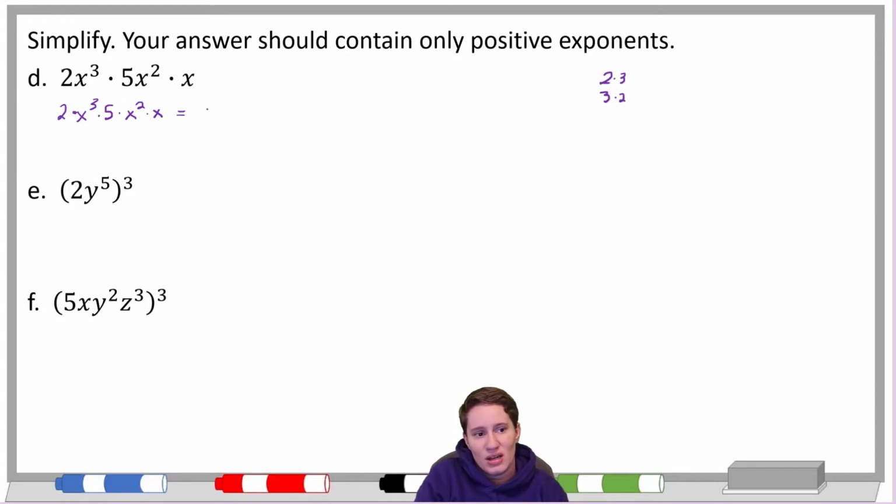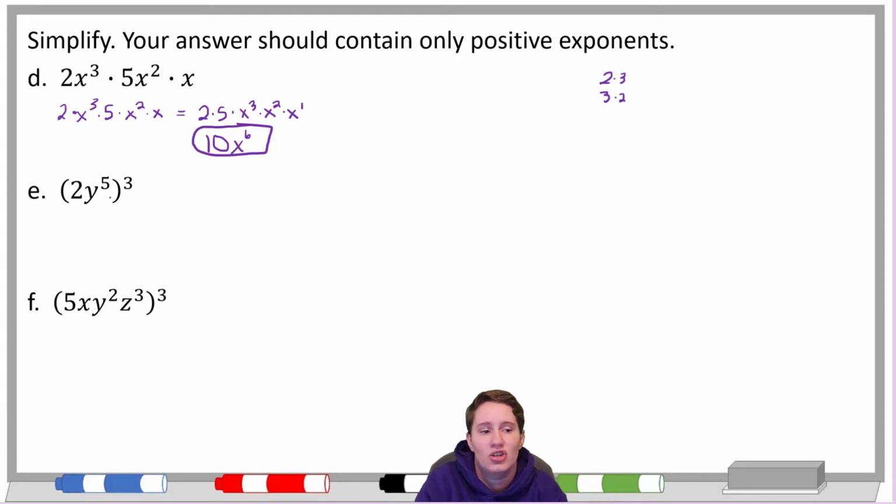So what we can do is say, I'm going to take the 2 and the 5 and multiply them together because they're both normal numbers. And then I'm going to take the x cubed and the x squared and the x and put them together. Remember that if we just have a regular x, it does have an exponent that we don't write. It's to the first power. So 2 times 5 is 10, and x cubed, x squared, and x, we add those exponents together, or we write it out and count them. We get 3 plus 2 plus 1, which is 6. So this is 10x to the 6th for this one. Okay?